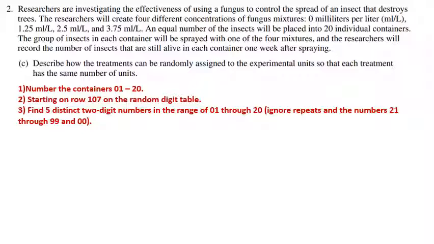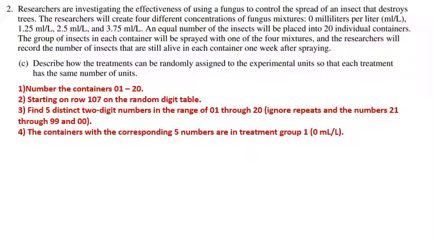You could have numbered the containers 00 to 19. You could have done that as well. You just need 20 2-digit numbers. The containers with the corresponding 5 numbers will be considered treatment group 1. We will give them 0 concentration.